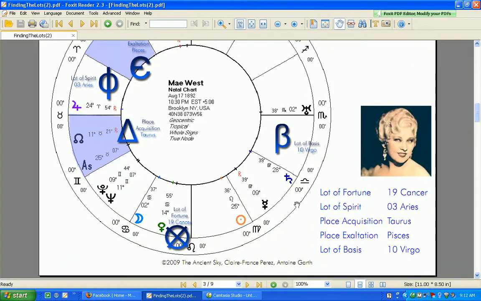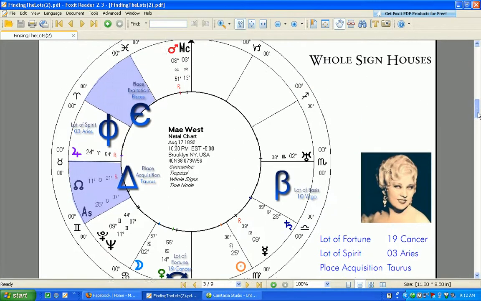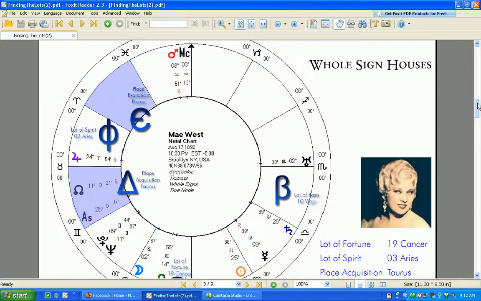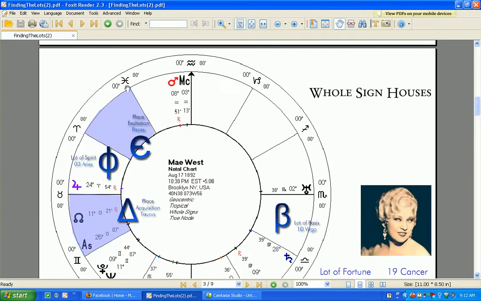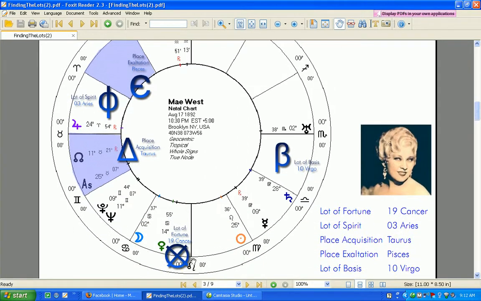The part of fortune is in the sign of Cancer. We don't care about the degrees, and we'd either go forward 11. If Cancer is 1, Leo 2, Virgo 3, Libra 4, Scorpio 5, Sagittarius 6, Capricorn 7, Aquarius 8, Pisces 9, Aries 10, Taurus 11. So that would be the place of acquisition, Taurus. We can also go back 3. If we go forward 11, we can go back 3, starting at Cancer 1, Gemini 2, Taurus 3 brings us to the place of acquisition, Taurus.